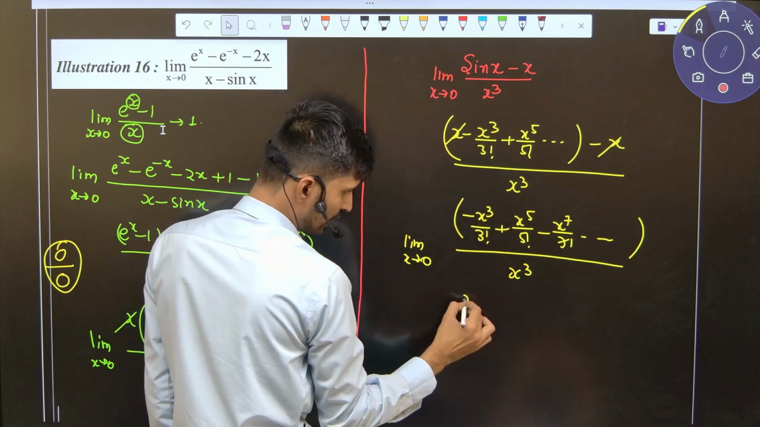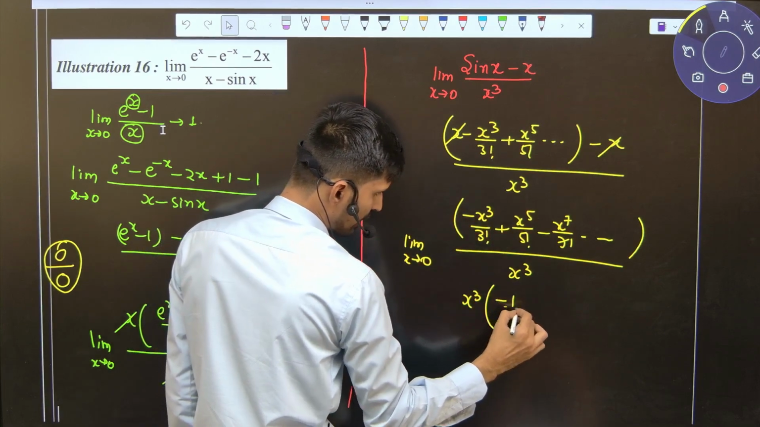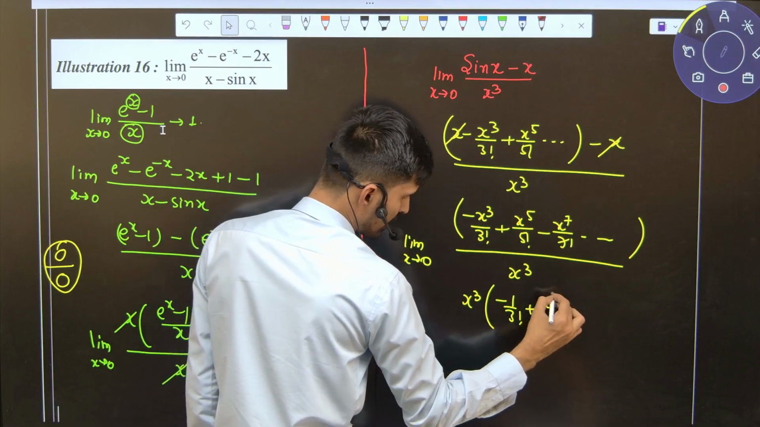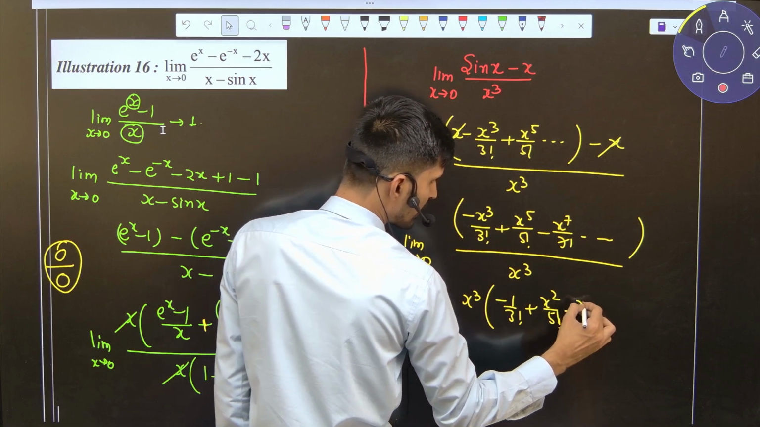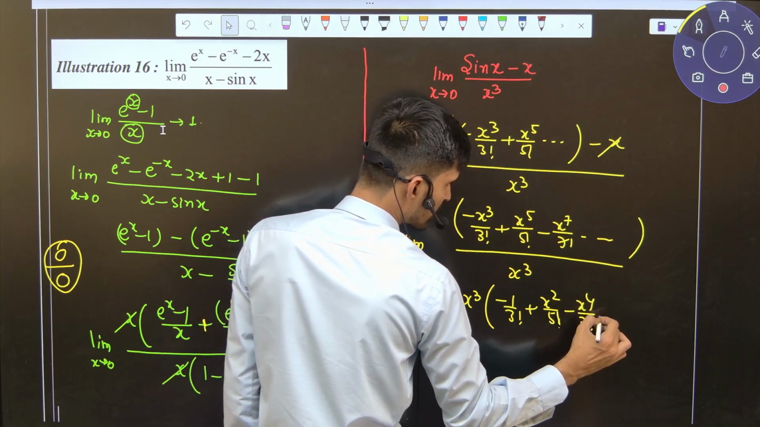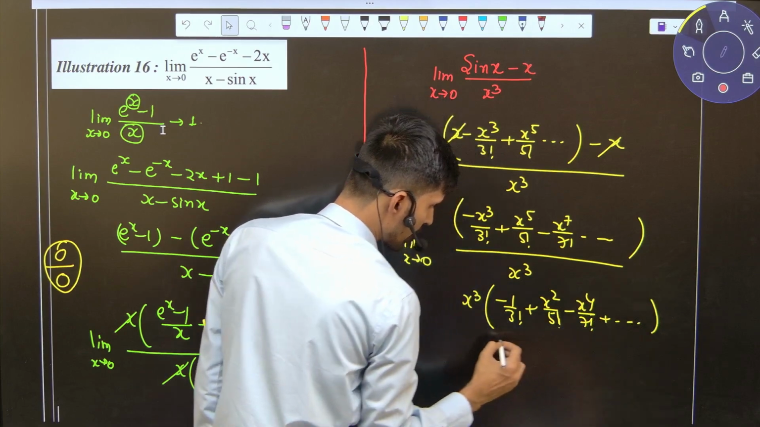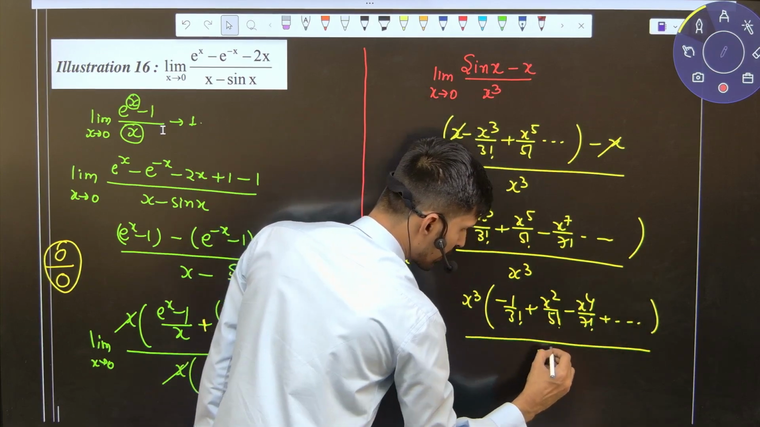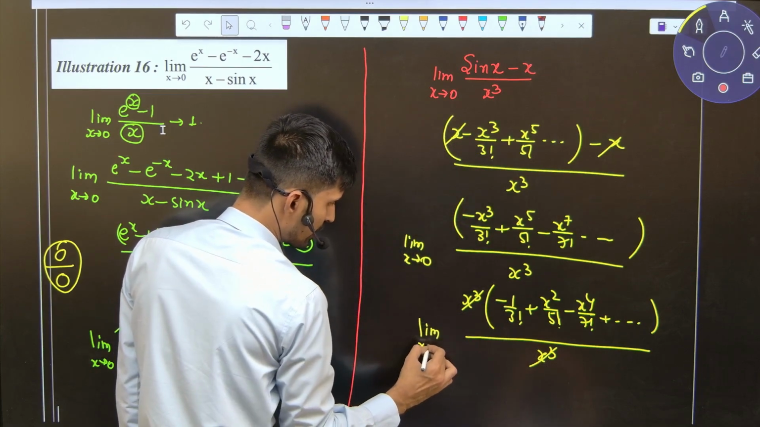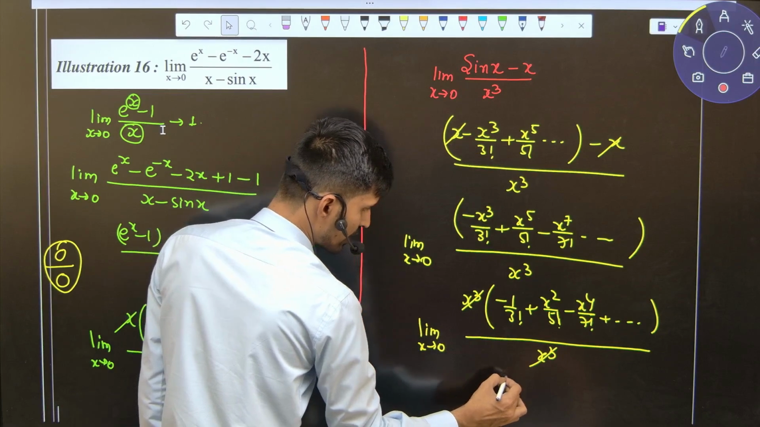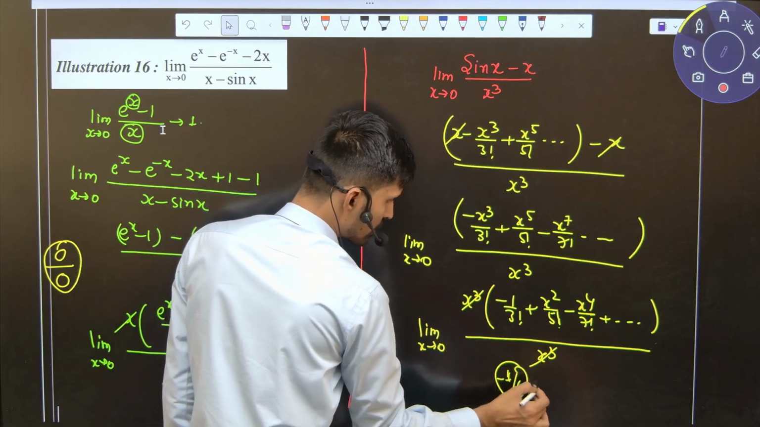This x cube we are taking common: minus 1 by 3 factorial plus x square by 5 factorial minus x raised to 4 by 7 factorial, plus, upon x cube got cancelled. Limit x tends to 0, the answer will be minus 1 by 6.